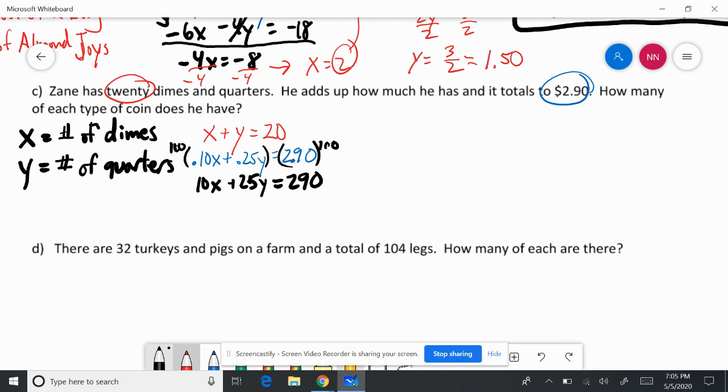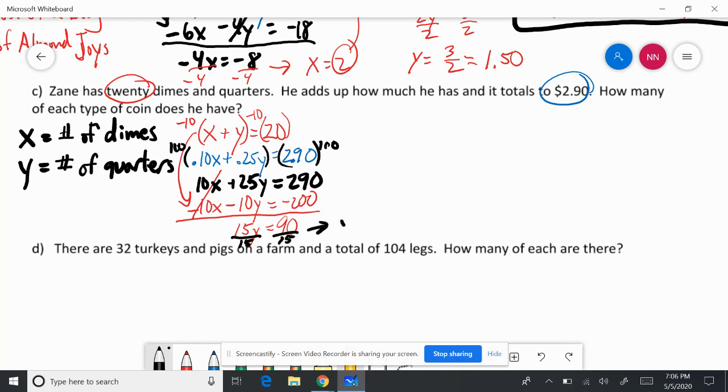Now remember, we need opposites. So in order to create opposites, I'm going to multiply this one by -10. When I multiply it by -10, I get negative 10x. Notice I have opposites. I get negative 10y equals negative 200. This becomes 0. What I get is 15y equals 90. So I'm going to divide each side by 15. So y is equal to 6.